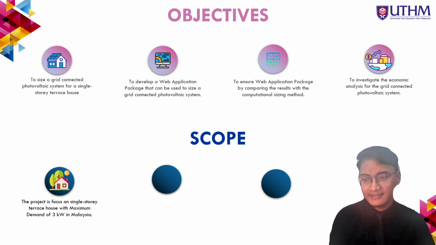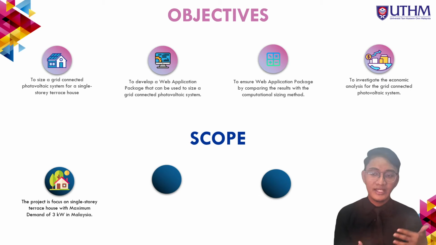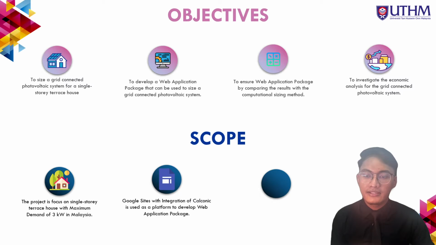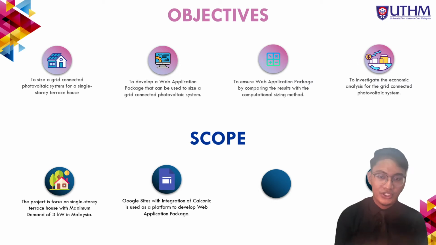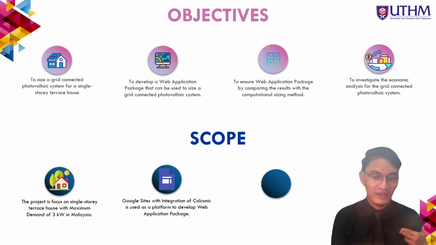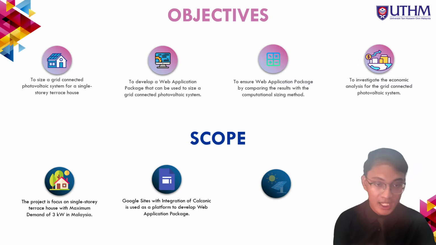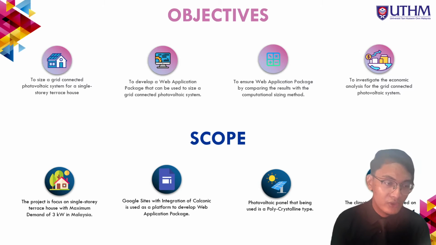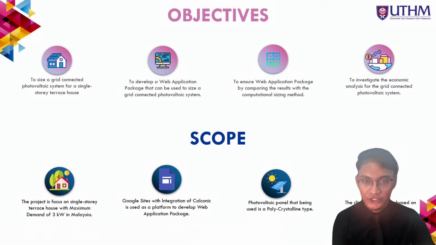For the scope, the project is focused on a single-story house with a maximum demand of 3 kilowatts in Malaysia. The second one is that Google Sites with integration of Calconic is used as the platform to develop the web application package. The photovoltaic panel being used is a polycrystalline type. And the last one is that the climate condition is based on Malaysia.